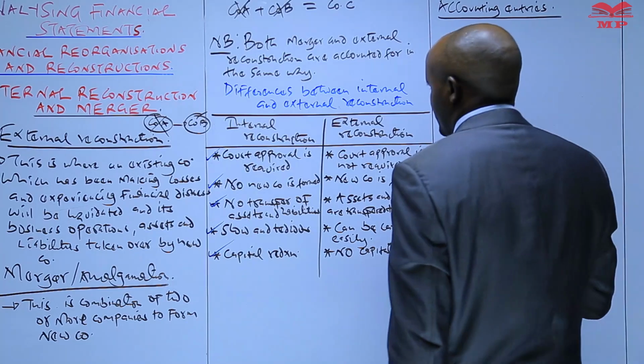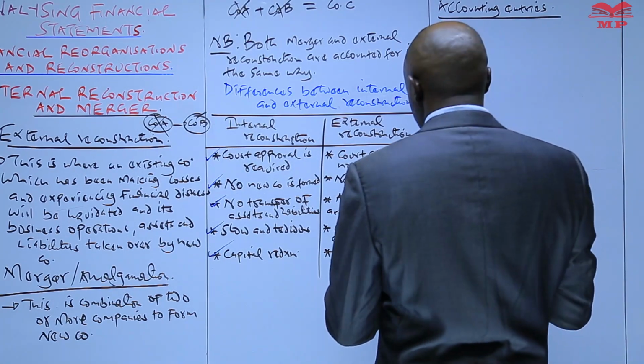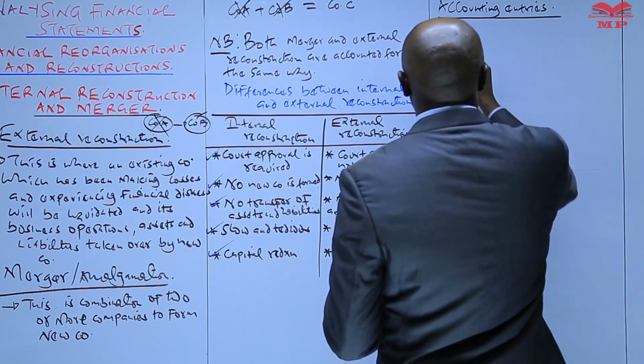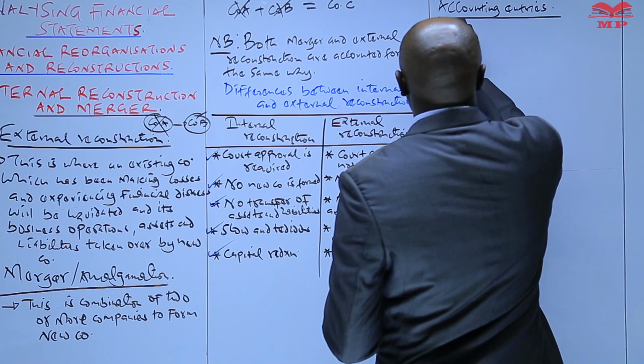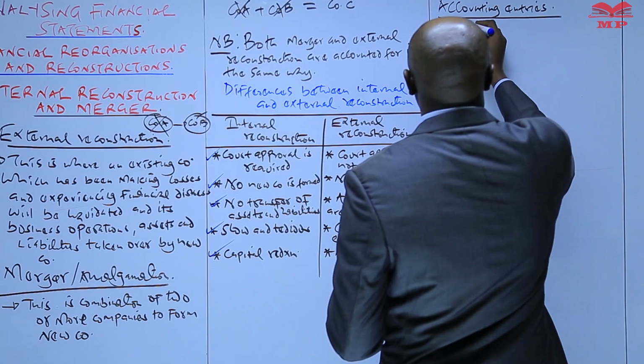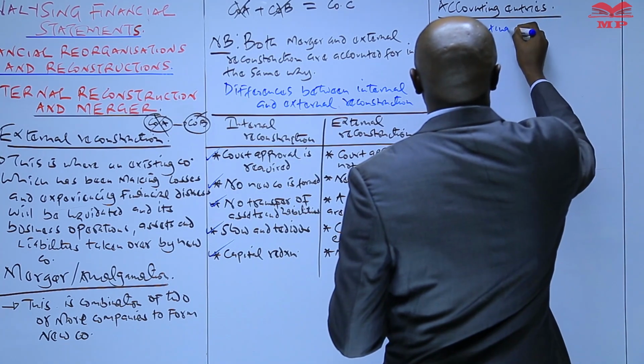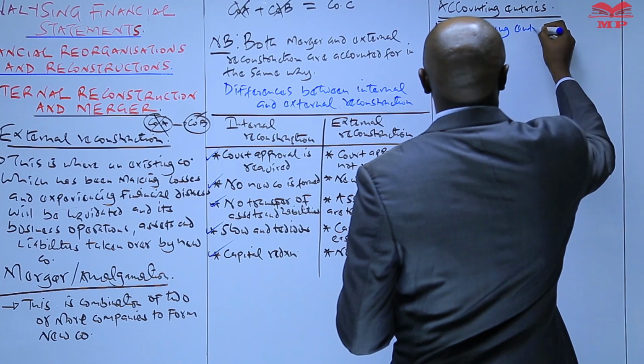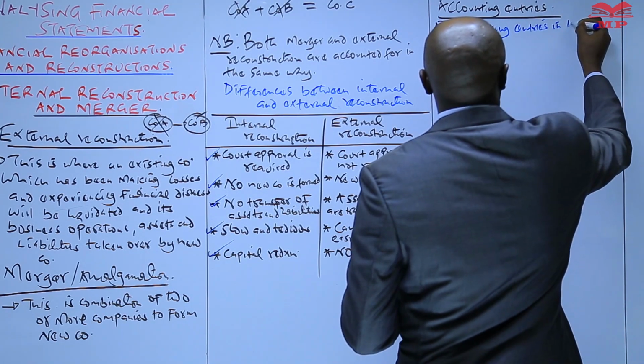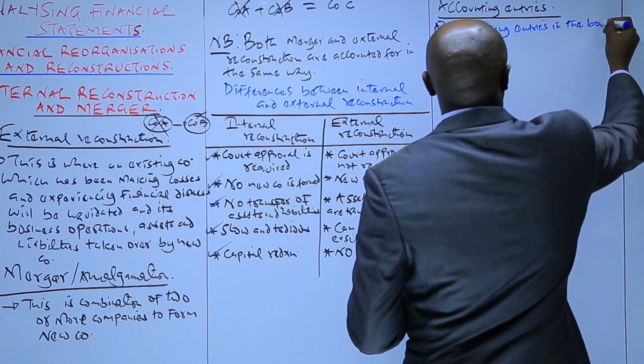Therefore, in this case, we can start by looking at the accounting entries in the books of accounts.